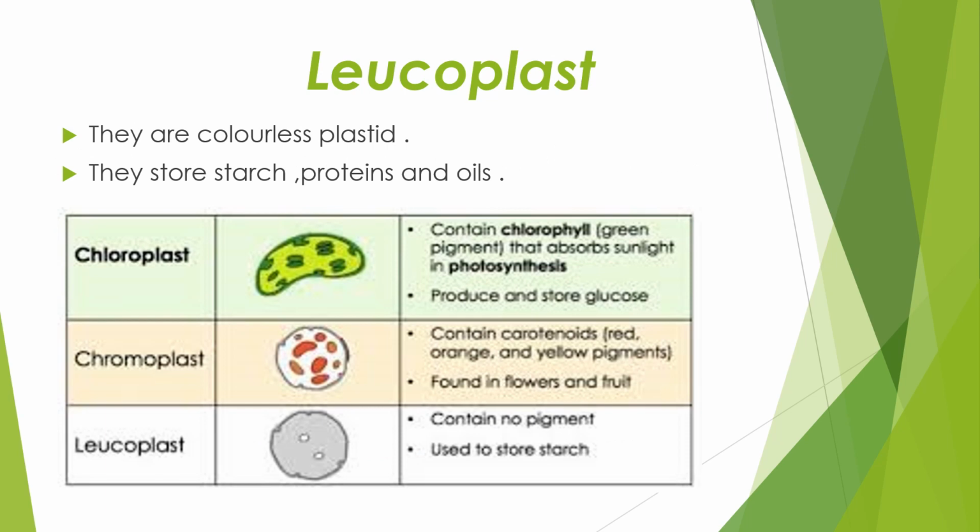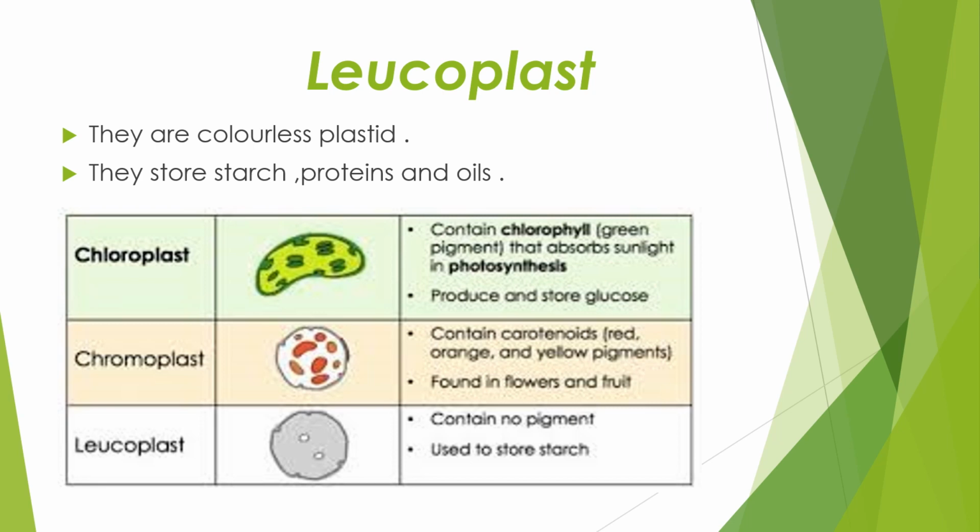Now last one, that is the leucoplast. They are colorless plastids. They don't have any color. They don't have any pigment inside, but they store starch, protein, and oils. The leucoplasts are the colorless plastids of varied shapes and sizes with stored nutrients in them.